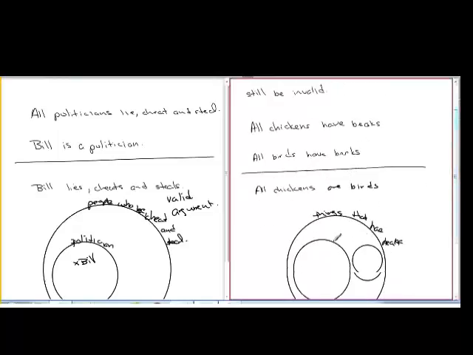And the one of this inner circle here would be chickens. So that's the first statement. Chickens are things that have beaks. Other things have beaks, like other kinds of birds. All birds have beaks.